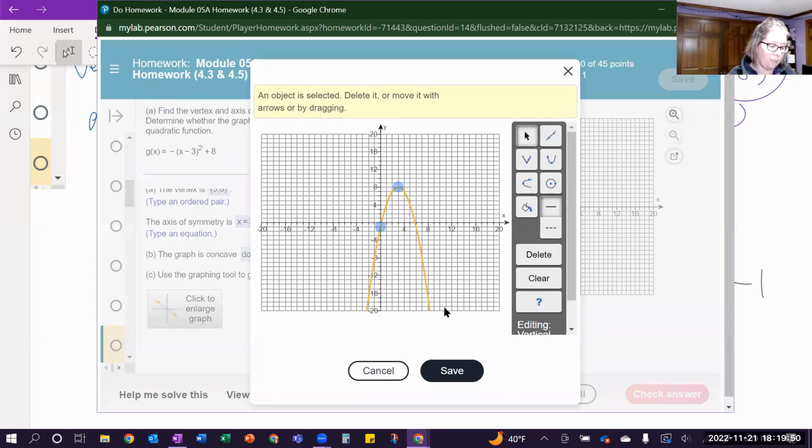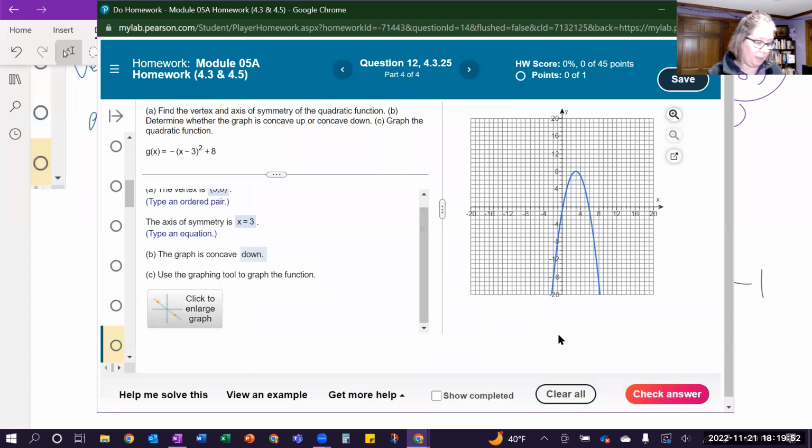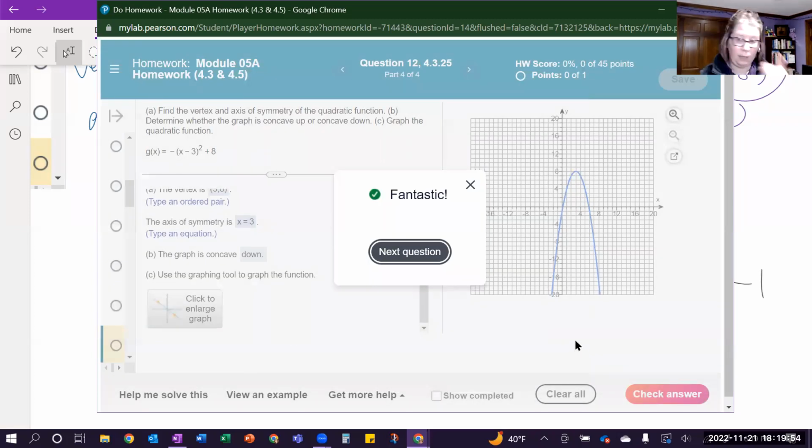And then I can go ahead and save that. And then I can check this. And we did it. Okay. So that's how you can kind of use this tool. You do have to have another point. It didn't guide you to get another point until you opened up the little graphing tool with that.